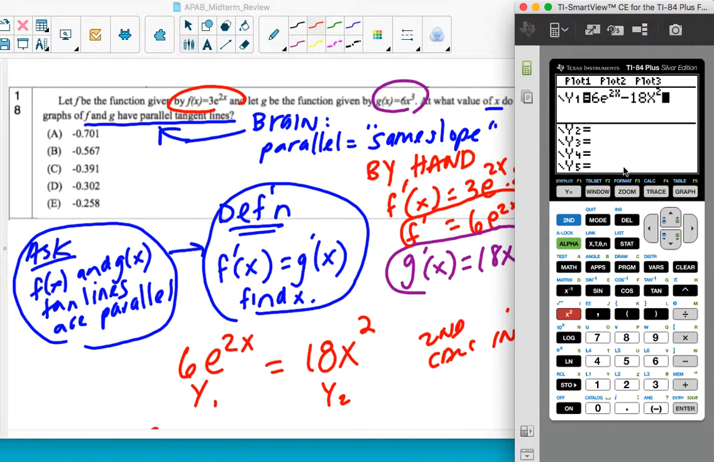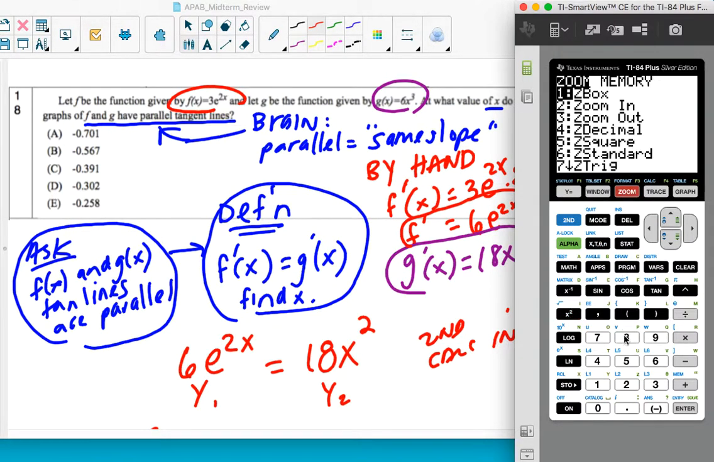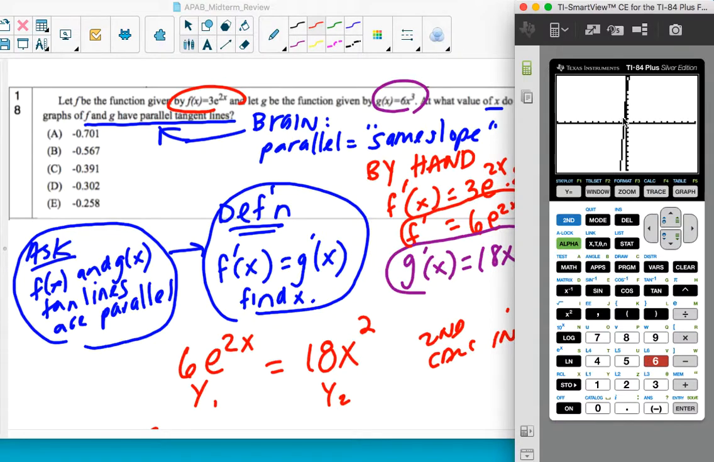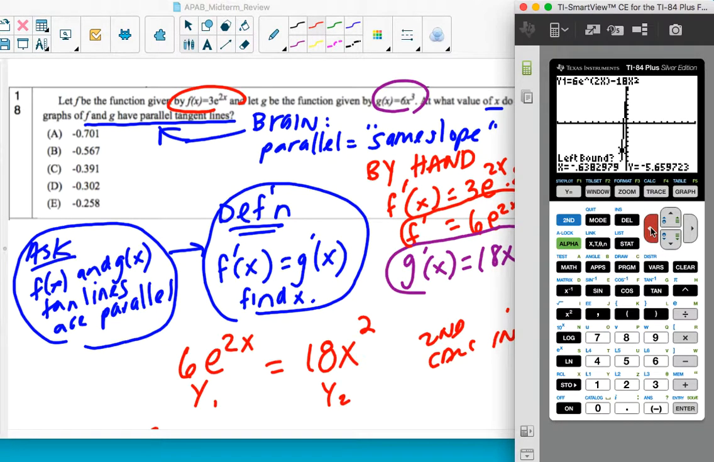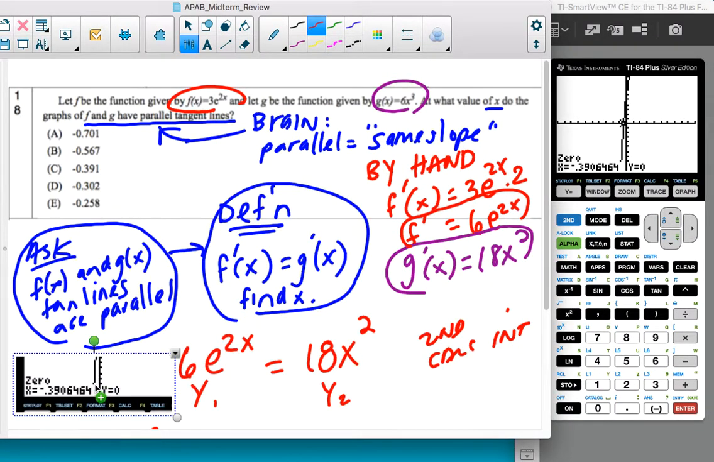All right, so I put this in. I'm going to go for the second calc zero option. So I'm going to ZoomStandard, Zoom 6, because usually it'll show up in the window, and that is the zero I want right there. So I'm going to do second calc zero. I want to go a couple clicks to the left of the zero, a couple clicks to the right of the zero, and then guess. And then sure enough, I get this answer.